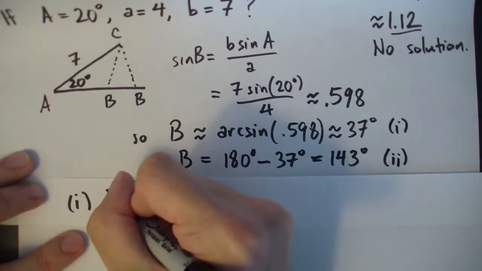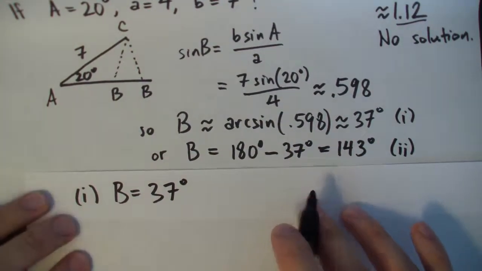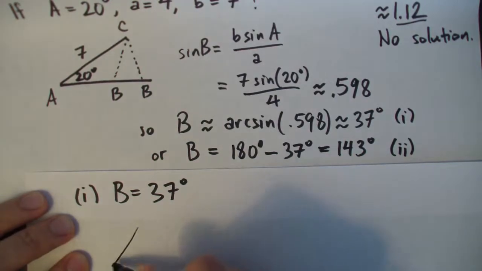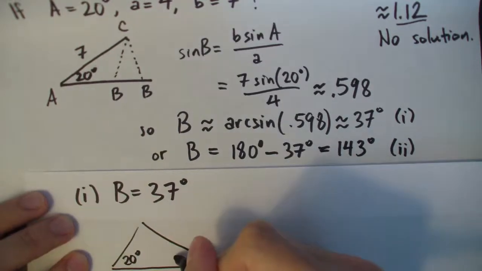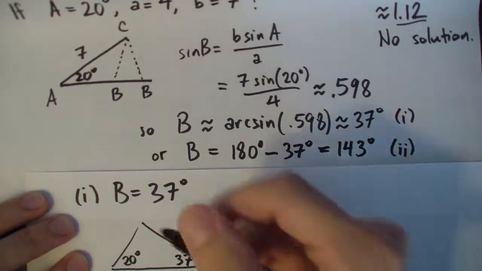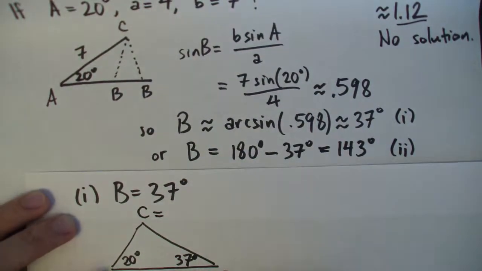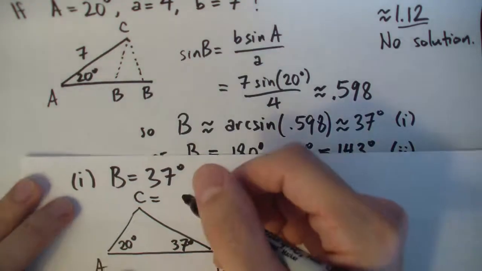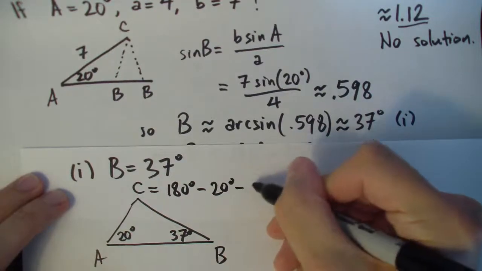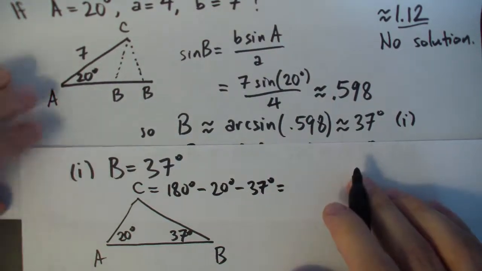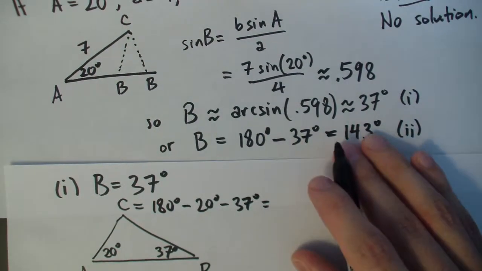So in case 1, when B is 37 degrees, well, if B is 37 degrees, then our triangle looks something like this. 20 degrees, 37 degrees, and then up here, C will be 180 minus those two. So C will be 180 minus 20 minus 37. So we're subtracting 57, and that leaves us with 123.